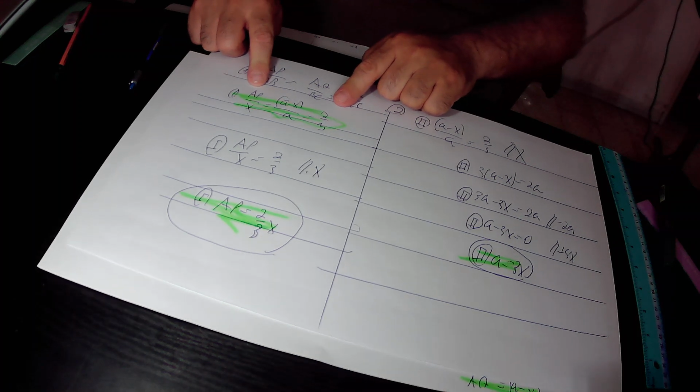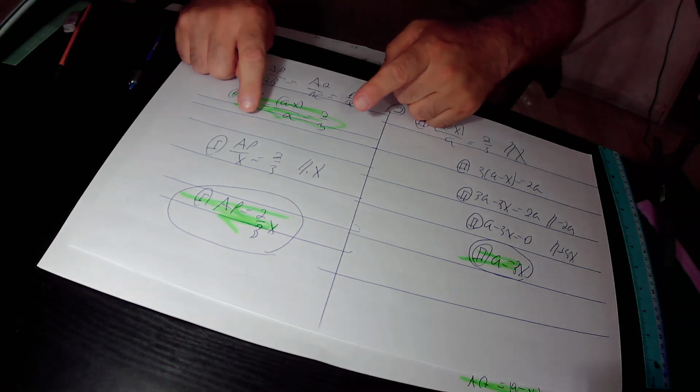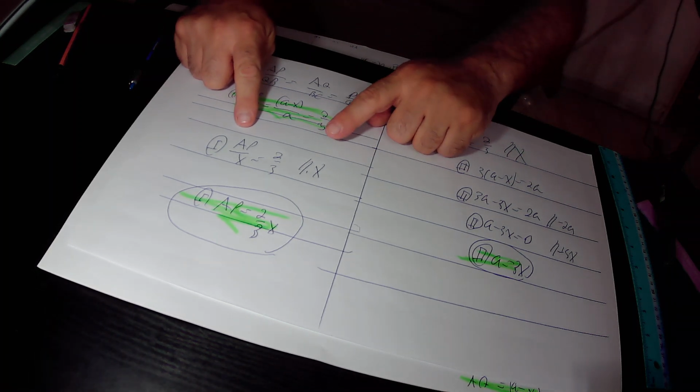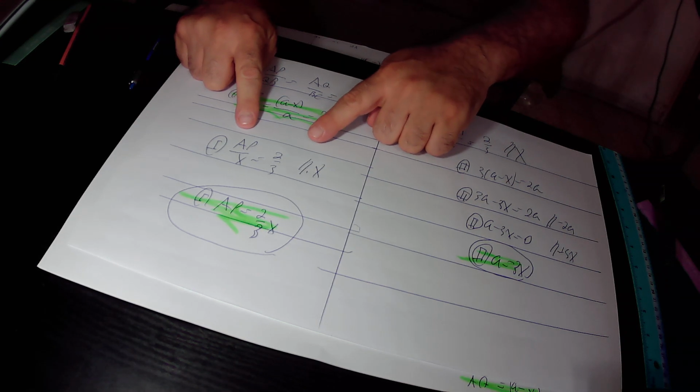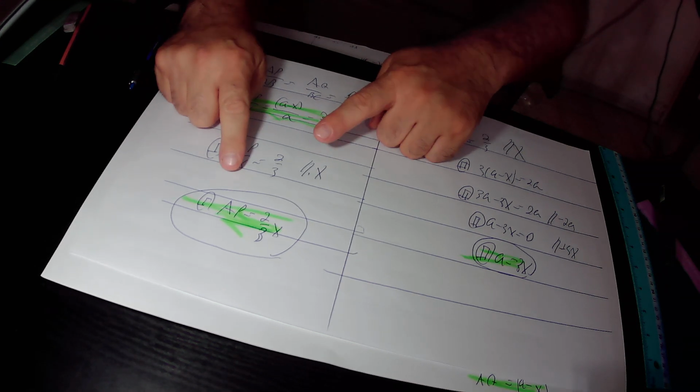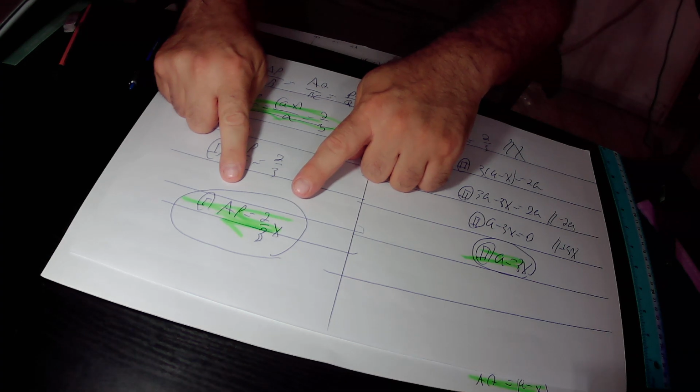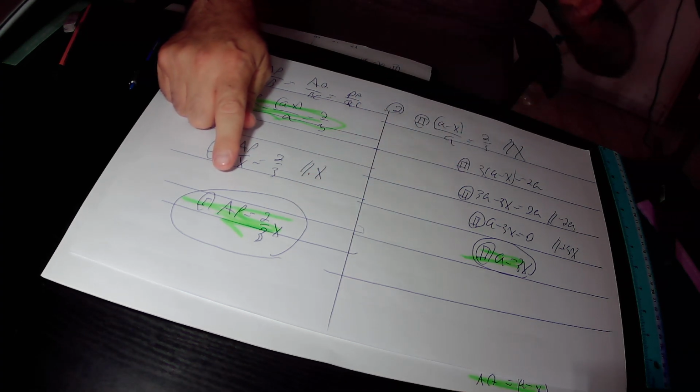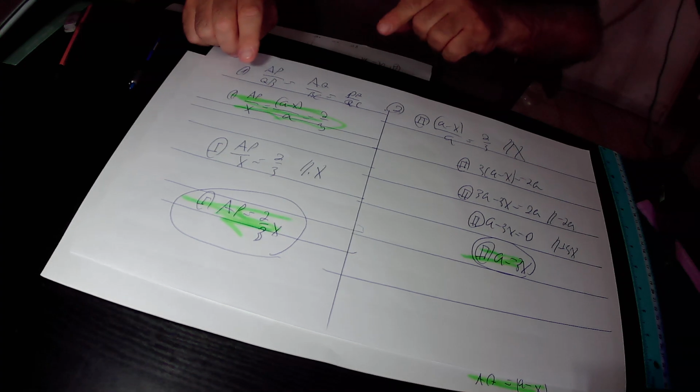Those two expressions are equal to each other, therefore we get equation 1. So according to equation 1, AP over X equals 2/3. Here we multiply this equation by X, and finally find that AP equals 2/3 X. This is equation 1.